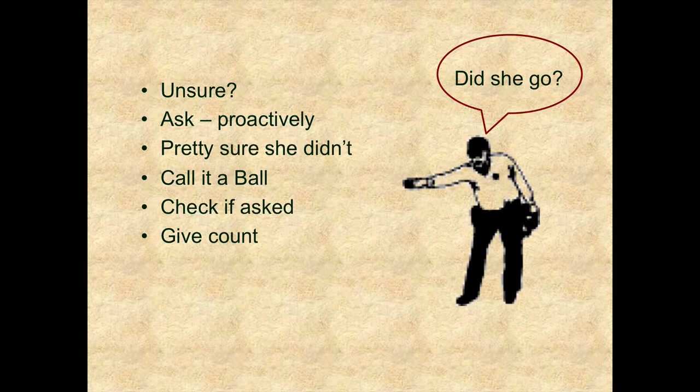Then, if the catcher or coach asks you to check with your partner, do it. You don't have to by rule, but why wouldn't you? Wouldn't you rather have a strike anyway? There are enough things we do that make them angry. Why go to battle over checking whether a batter swung or not?